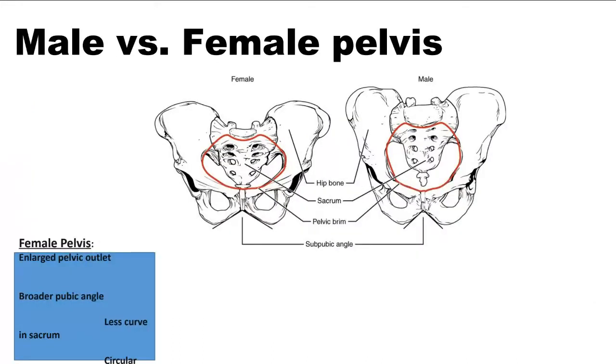On your exam, you will need to identify the differences between the male and female pelvis. Here on this particular slide, we recognize that the female pelvis has an enlarged pelvic outlet, a broader pubic angle, and there is less curve in the sacrum. It is more circular. The sacrum is more circular.